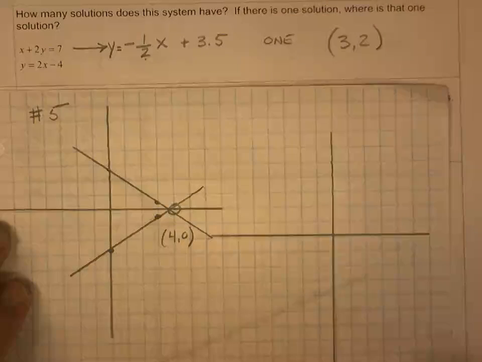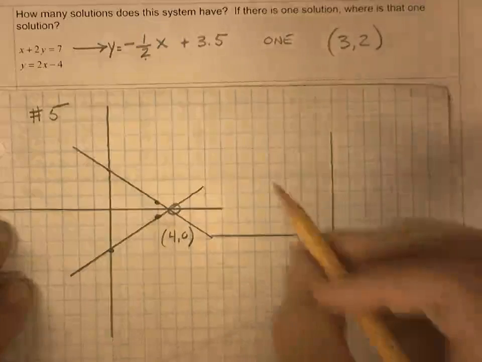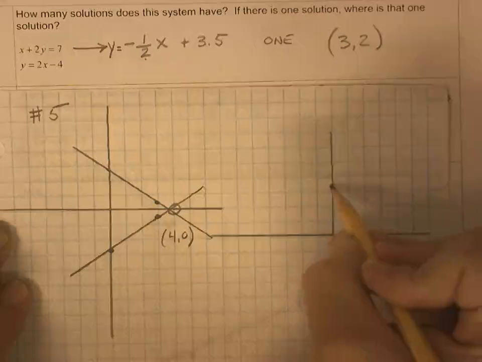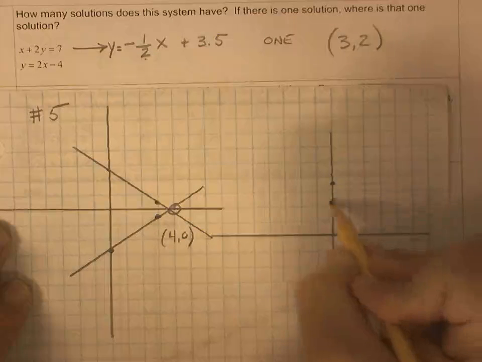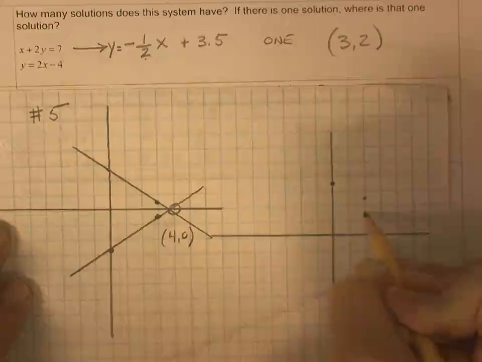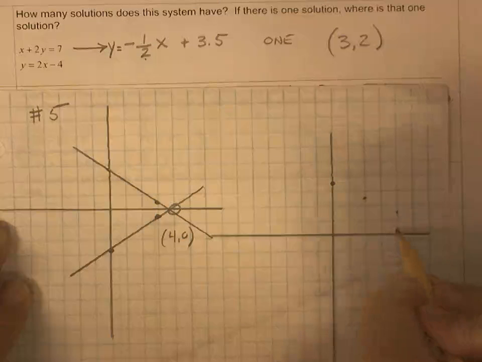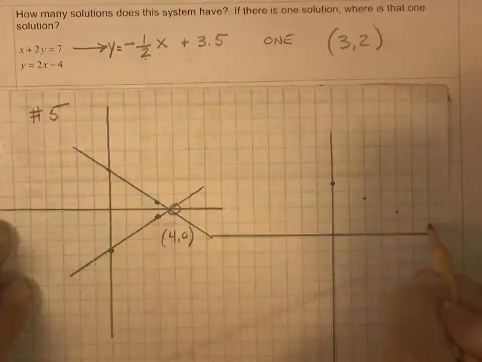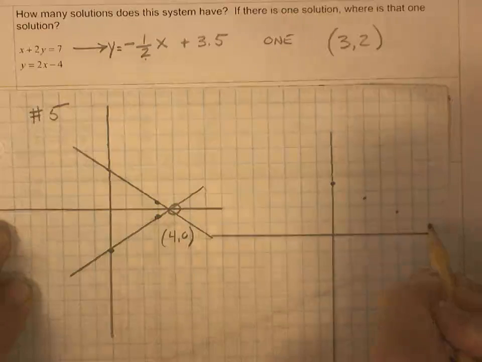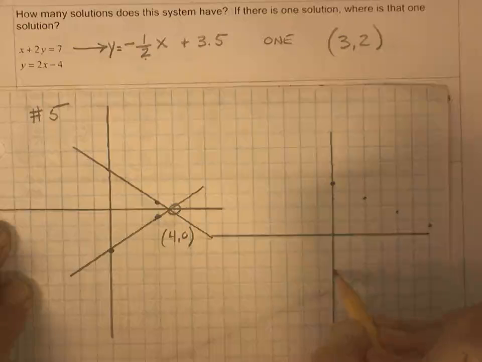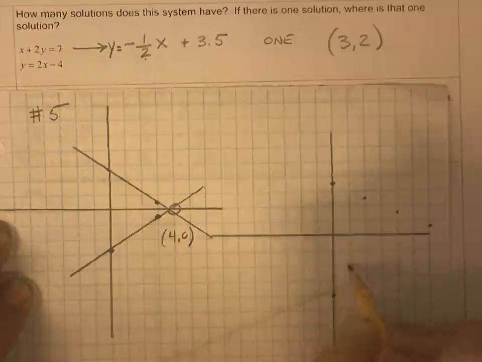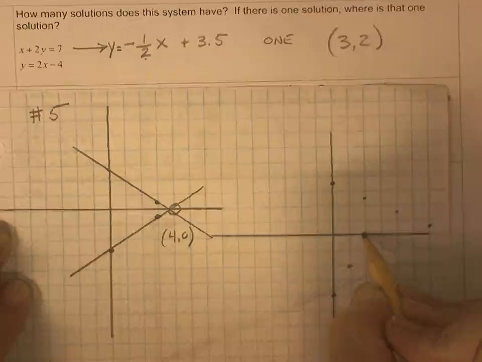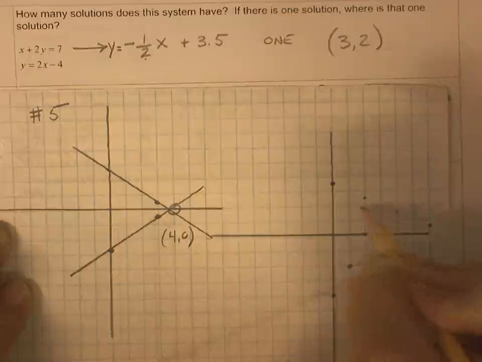And what am I graphing? I'm graphing 3.5, going down 1 over 2, down 1 over 2, down 1 over 2, down 1 over 2. And the other graph starts at -4 and goes up 2 over 1, up 2 over 1, up 2 over 1, up 2 over 1.